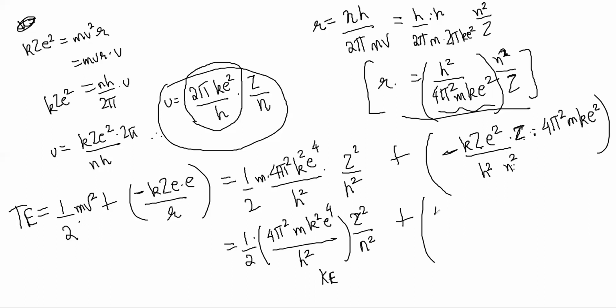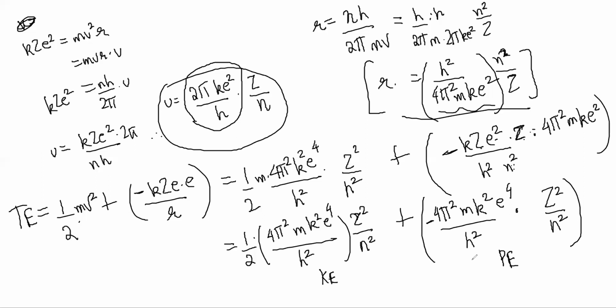And 4 pi square minus 4 pi square m k square e power 4 by h square into z square by n square. See, it works out very nicely. This is potential energy, no? So what we are getting is that potential energy, first of all, is negative. It is negative because it is a bound system. The electron is moving around the nucleus and it is bound to the nucleus. It cannot escape freely. That's why it is negative. We will learn that in physics also. Whenever there is a bound system, potential energy turns out to be negative.